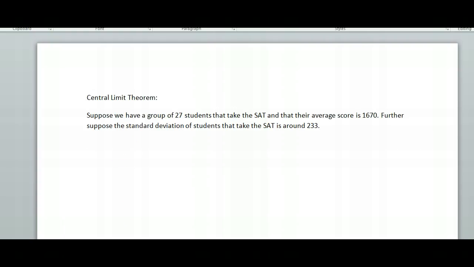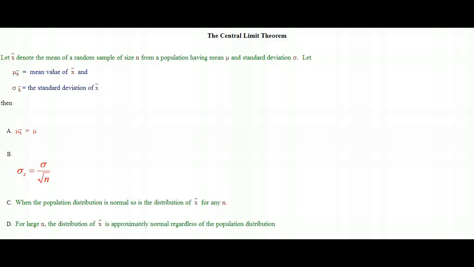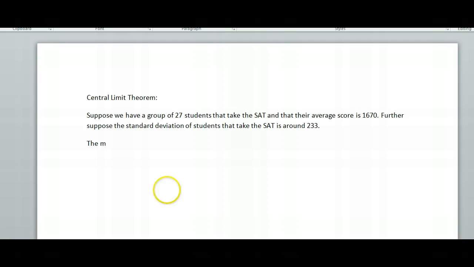Well, according to the central limit theorem, the mean is just the mean. So, quite simply, the mean of the sampling distribution will be precisely the mean, the average, 1670. Done. The standard deviation is not quite what the standard deviation of the overall group is. So it's not quite 233.